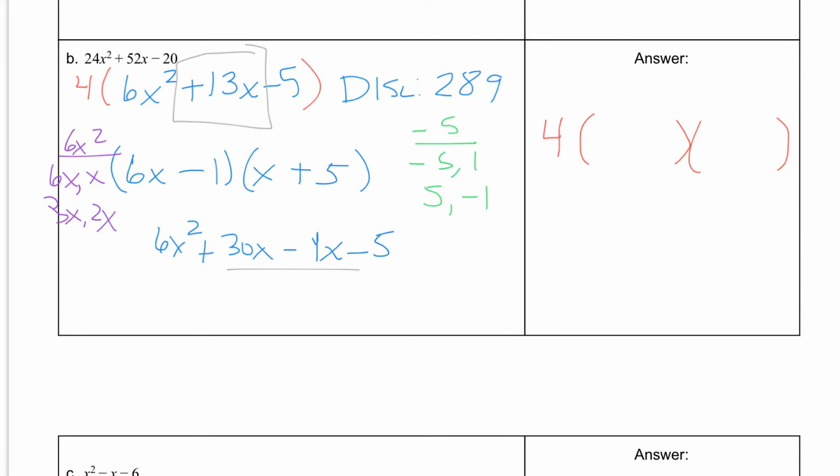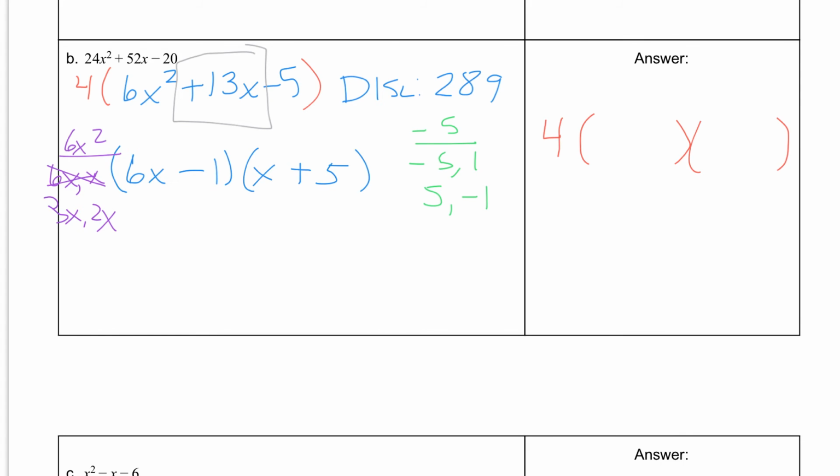It is not 13. So I have tried every combination with my 6x and my x that I could for this, and none of them work. So that tells me right away that 6x and x is not an option. So I can get rid of this, which tells me that 3x and 2x should work. So we're going to go back and delete.